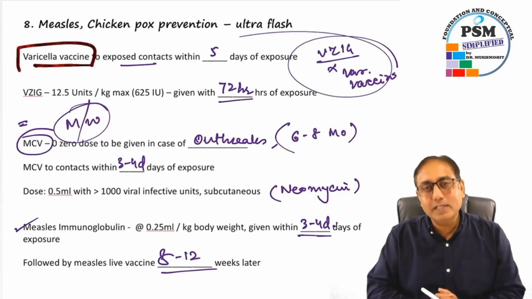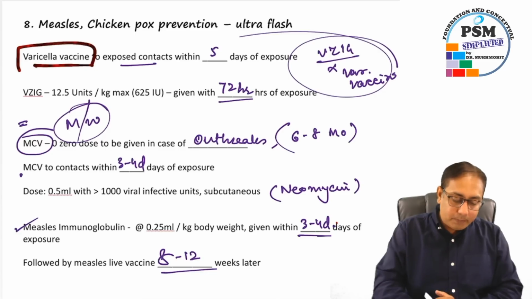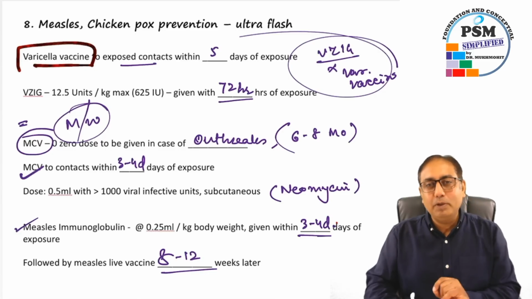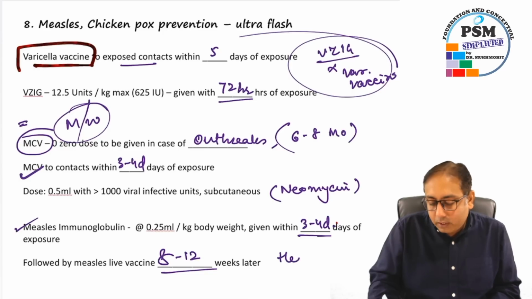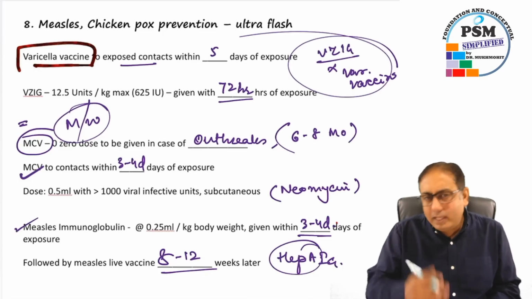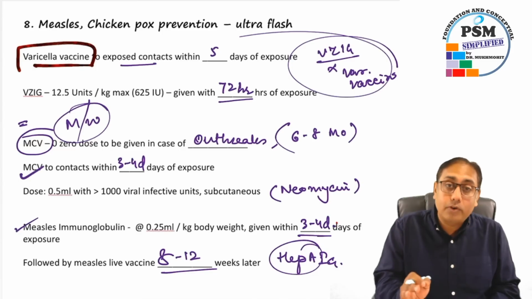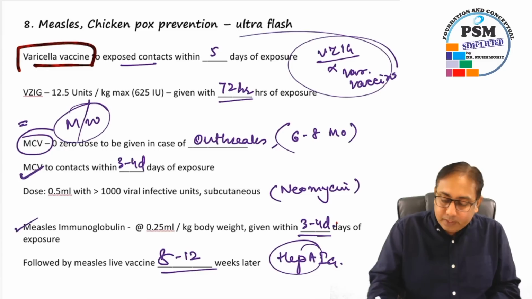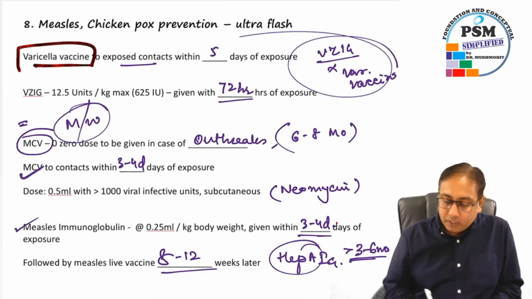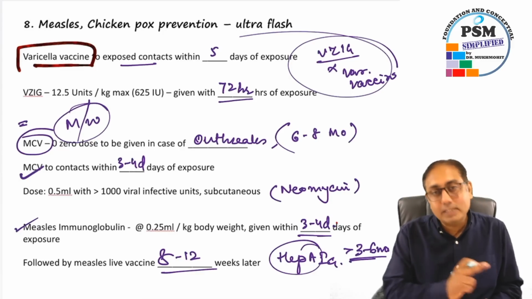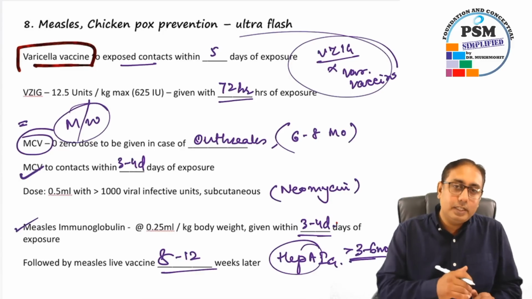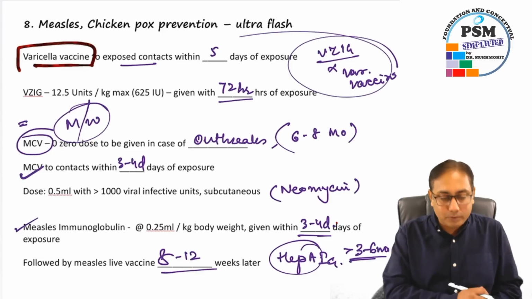Another point is that the measles vaccine should not be given to people who have received some immunoglobulins, specifically hepatitis A immunoglobulin. If the child has received any immunoglobulin, specifically if the question says hepatitis A, then you need a minimum of 3 to 6 months of gap before giving the measles vaccine.